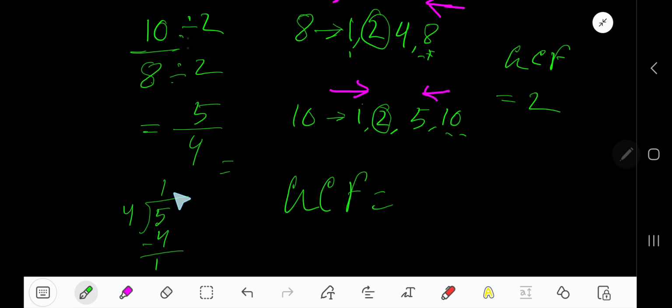So this quotient will be our whole number part. This will be our numerator. This will be our denominator. So 1 and 1/4 is our answer.